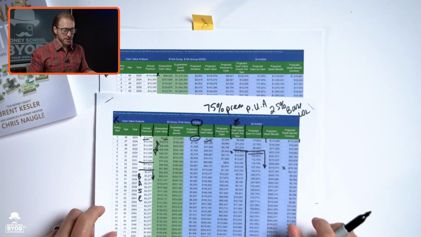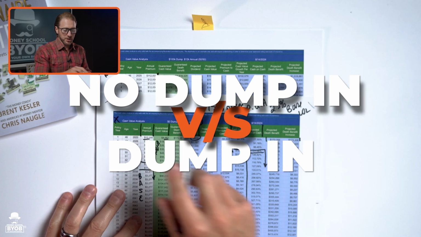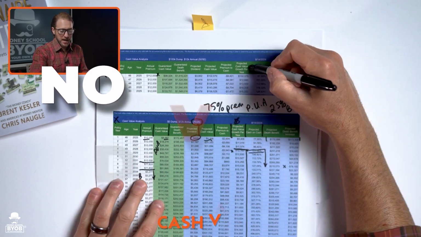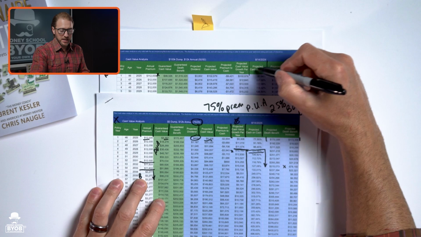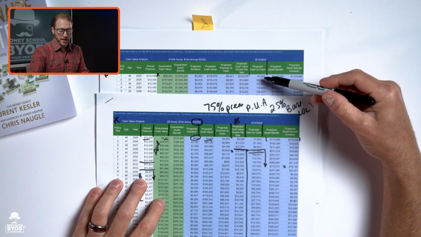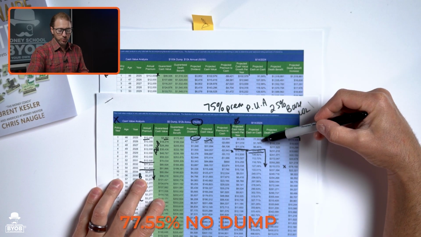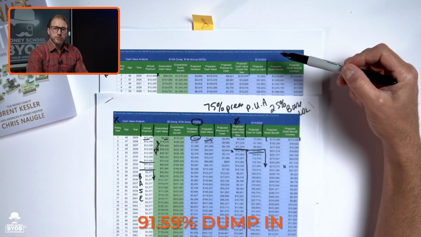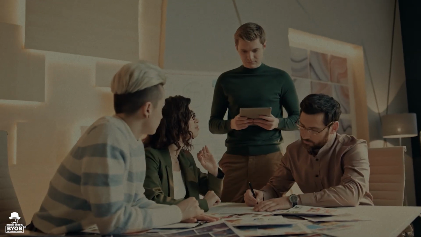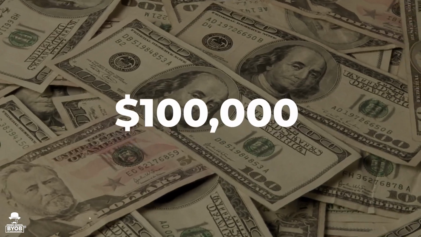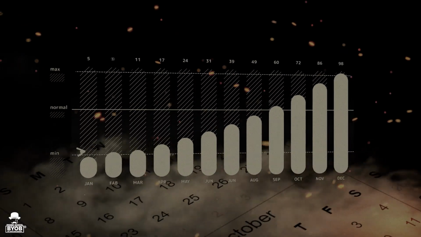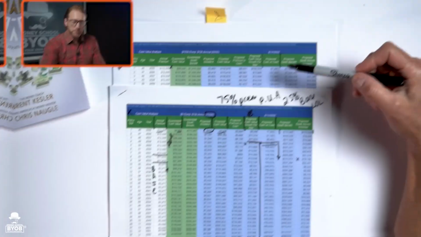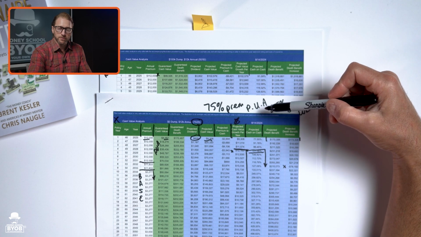Now, what's pretty unique here is if we were to compare these two, this is no dump-in versus dump-in, you look over here to your cash value and projected cash-on-cash return, see how much higher it is? We go from 77.55 with no dump-in to 91.59 if we dumped money in. And some people would ask, why is that? Well, the reason for that is we have $100,000 earning interest and dividends and compounding that entire first 12 months, which makes a huge difference in the performance of the policy.